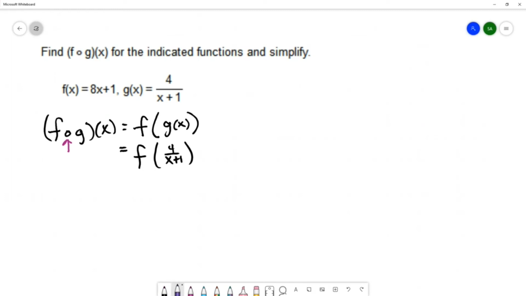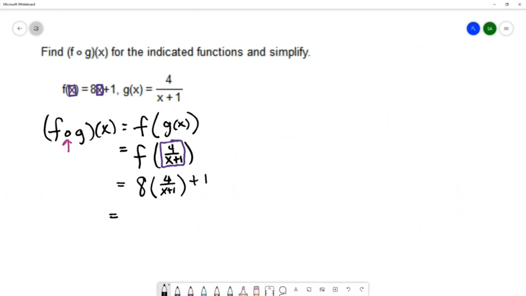And when we substitute it in for f, we put it in place of the variable, because what's inside the parentheses is our placeholder for that. So we're going to put in place of that x, 4 over x plus 1. That's going to give 8 times 4 over x plus 1 plus 1.